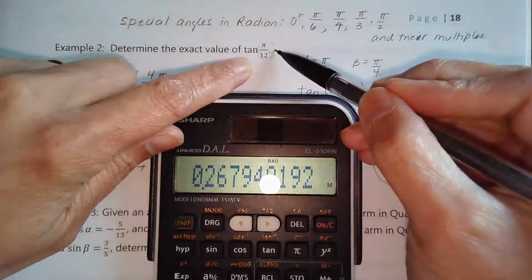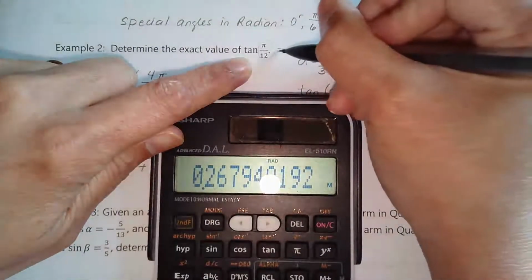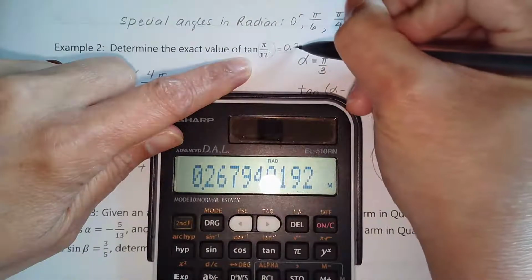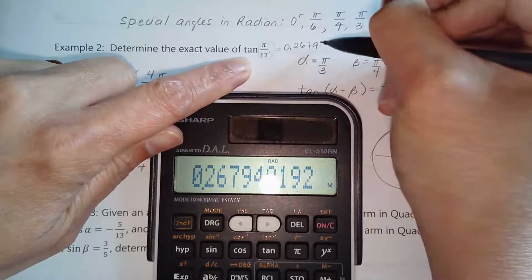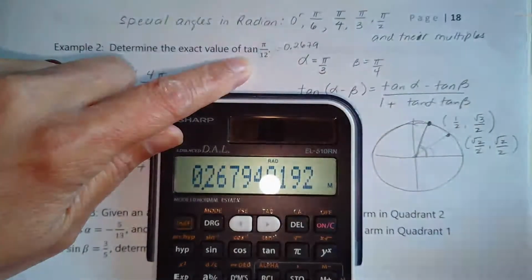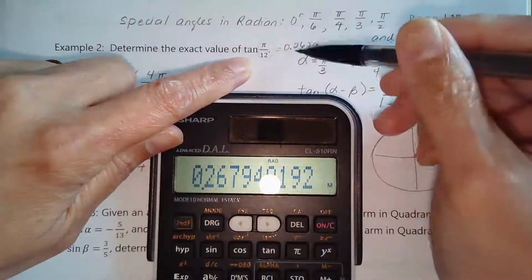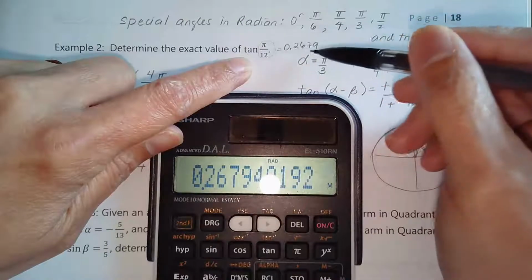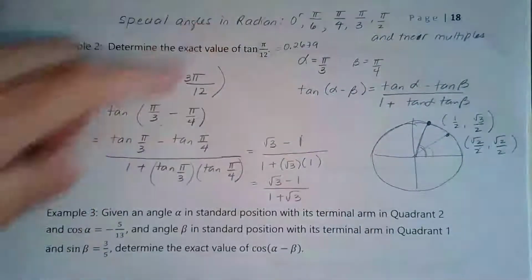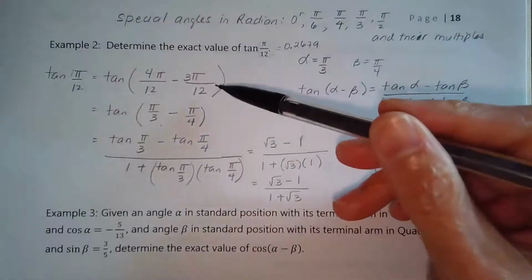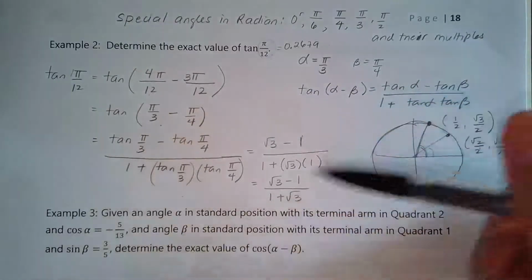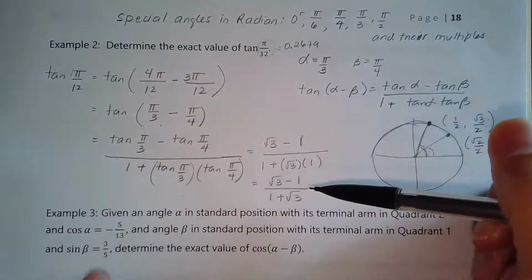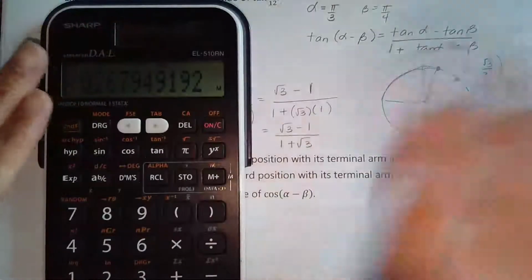Okay, so tan of pi by 12 is 0.2679 dot dot dot. Okay, it goes on. So this is the approximate. That's approximate. And when we use the trig identity in here, this is what we got, the exact value. So I'm just going to show us that it works.